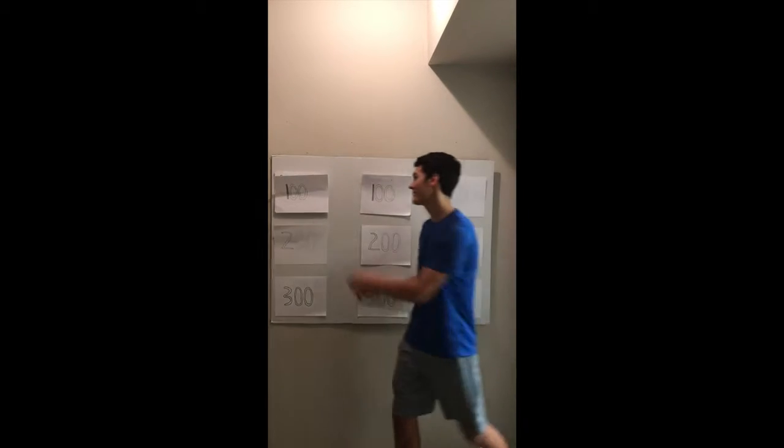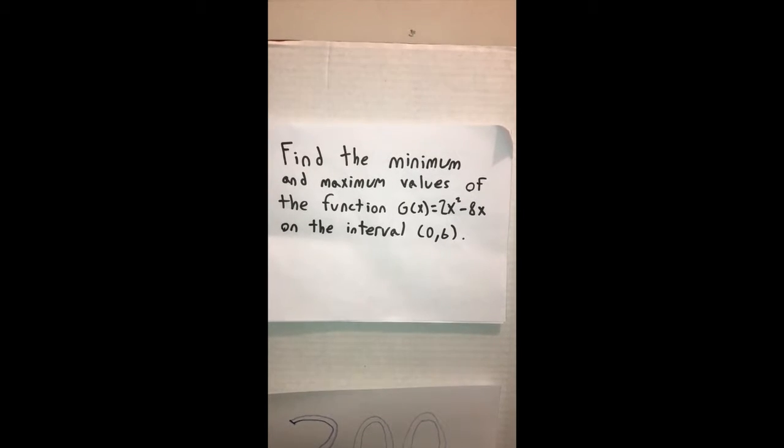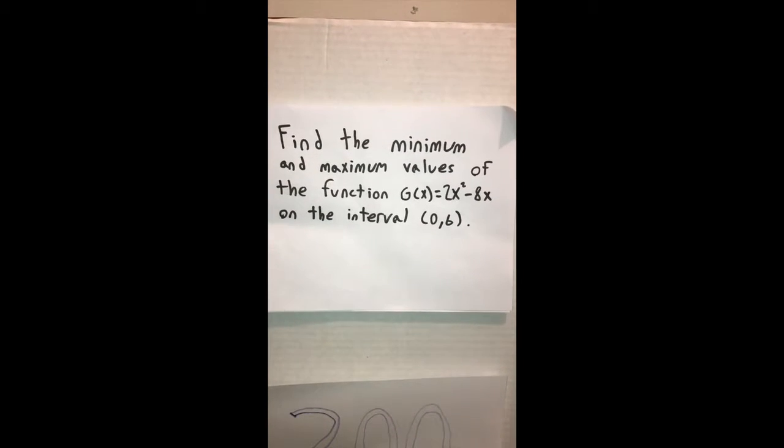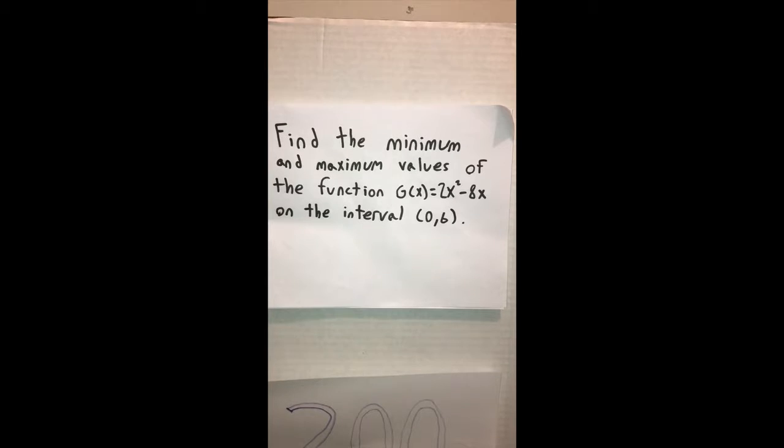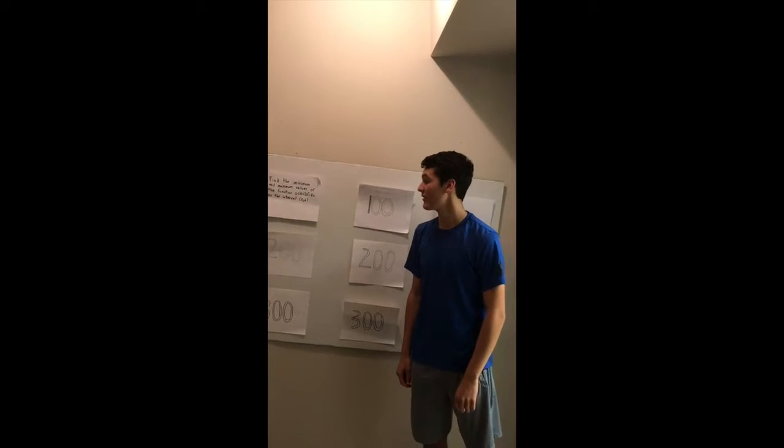Oh, great question, Jose. Let me get the top left one for 100 points. Alright, here's your first question. Find the minimum and maximum values of the function g of x equals 2x squared minus 8x on the interval 0 to 6. You have 30 seconds to complete the problem.